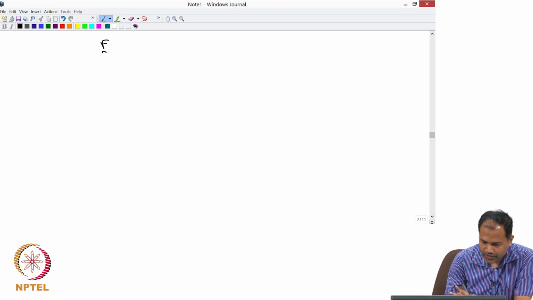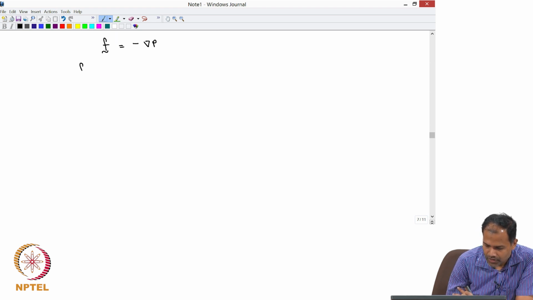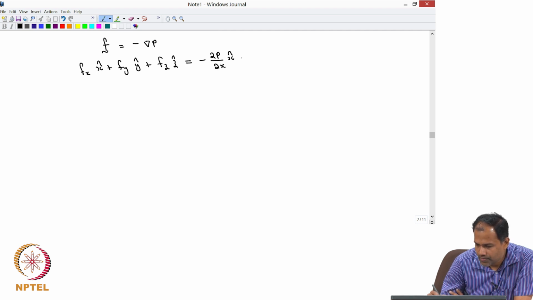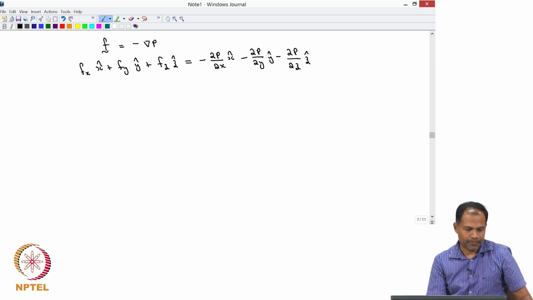So, F is equal to minus grad P, or f x into x cap plus f y into y cap plus f z into z cap in vector notation is equal to minus dou p by dou x into x cap minus dou p by dou y into y cap minus dou p by dou z into z cap.